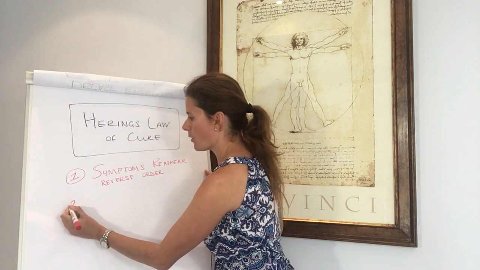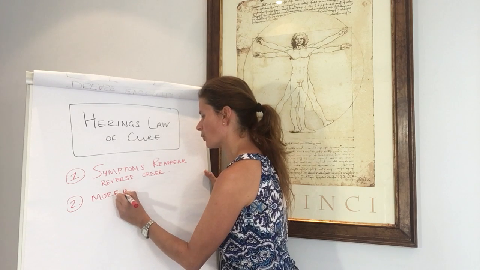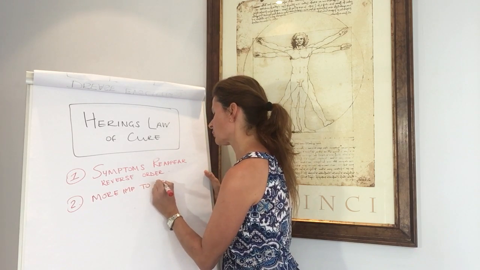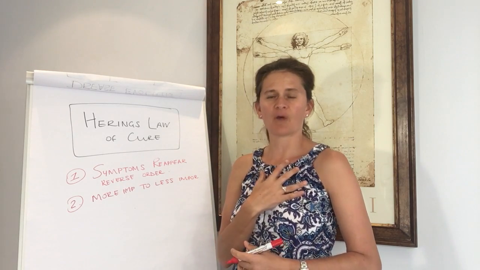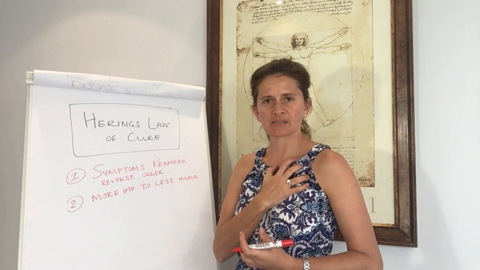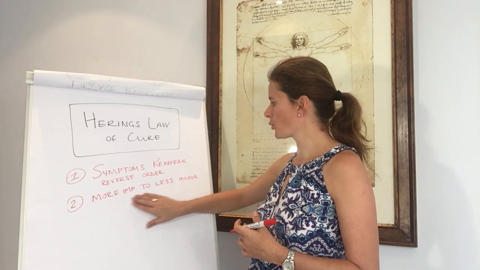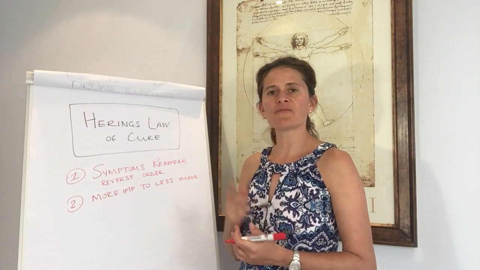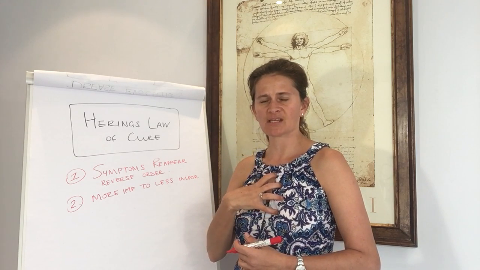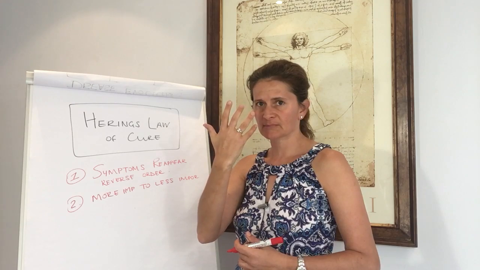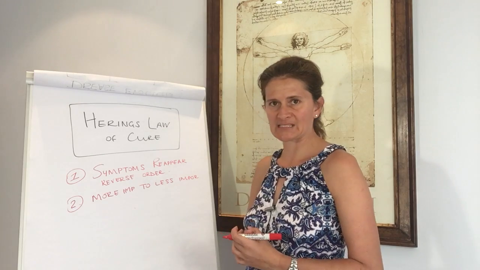The second law of Herring's Law of Cure is from more important organs to less important. An example with this would be a person who's got a heart problem. Obviously your heart's very important. So the heart gets better, but then suddenly they develop a knee problem. The symptoms are going from more important to less important organ. Even if you think of the example I just used of the baby with the eczema, you're getting the chest problem, and then from the chest, it goes to the nose, less important, to the skin, even least important. So it's from more important organs to less important.